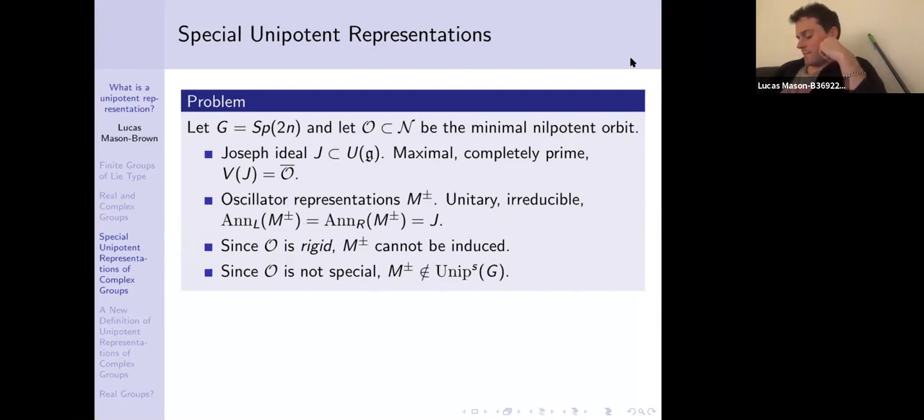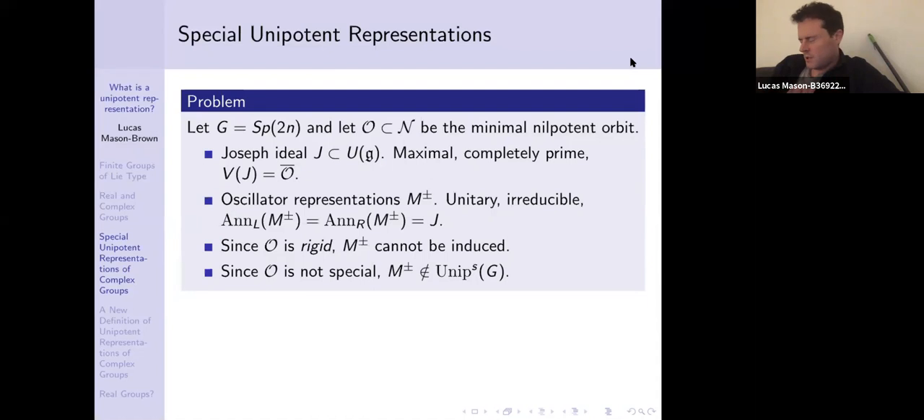And some very important irreducible unitary representations called the oscillator representations or the metaplectic representations, which are annihilated by this ideal. The problem is that this orbit O, this minimal orbit, is both rigid and non-special. Because it's non-special, these oscillator representations are not special unipotent. And because it's rigid, these oscillator representations can't be obtained by parabolic induction from some representations of a proper Levi subgroup.